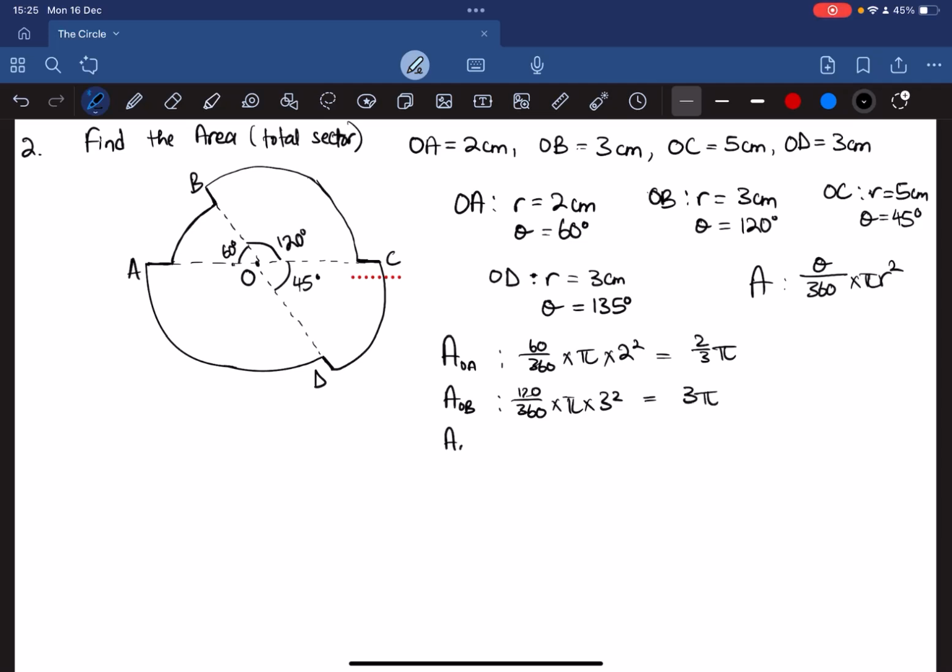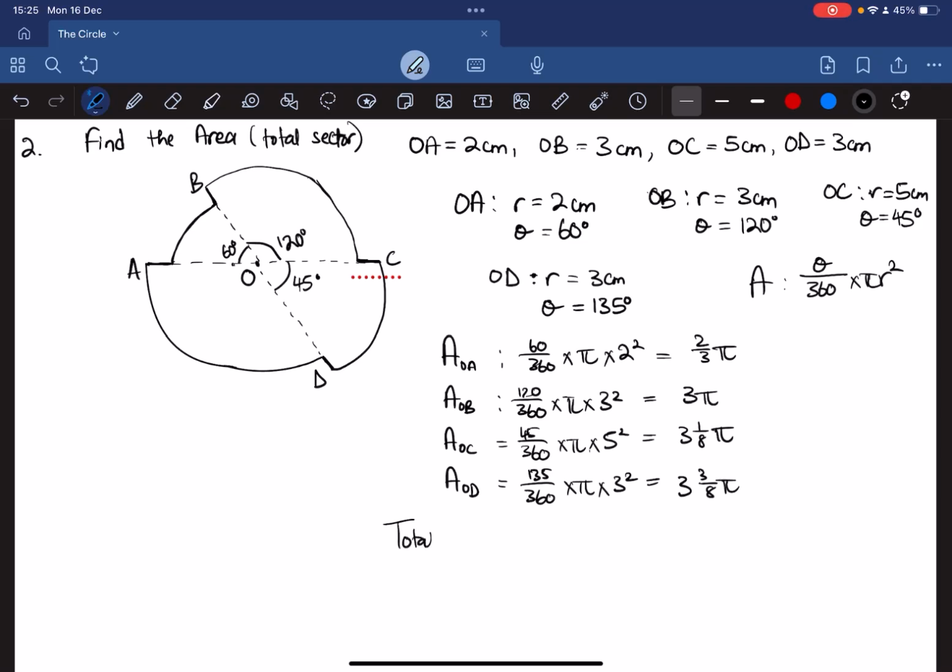And then area of OC, that is 45 over 360 times pi times 5 squared. And we get 3 and an eighth pi. And then area of OD, that is 135 over 360 times pi times 3 squared, and we get the answer as 3 and 3 over 8 pi.